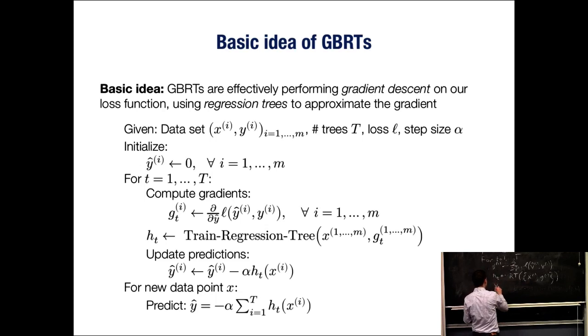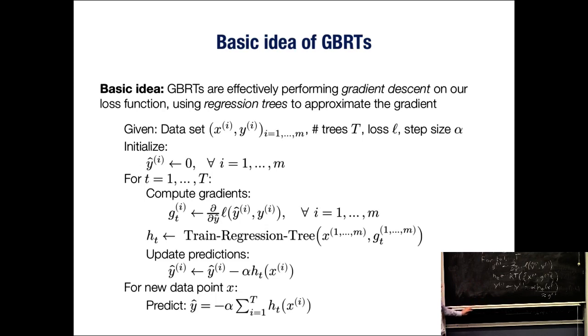And so I'm going to update my predictions according to those approximate gradients. So I'm going to set yi equal to yi minus alpha times ht of xi. That's an approximation of the gradient, and that's how I actually adjust my output, just like gradient descent, like an approximate version of gradient descent. So that's gradient boosting. That's how you train it.